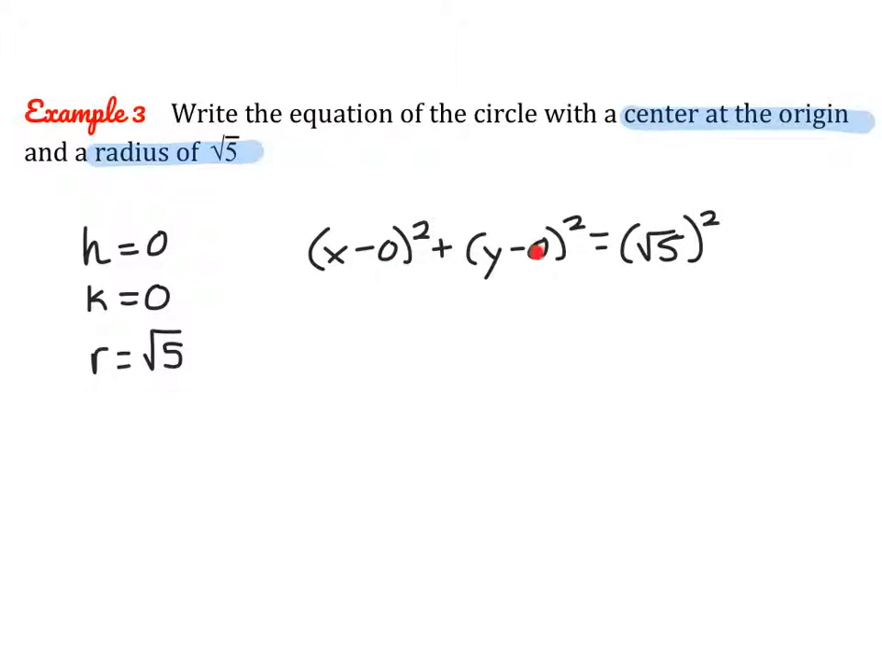So I substituted h, k, and r into our equation. X minus 0 is just x. So this just becomes x squared plus y squared. Now remember, when you have a square root and you square it, these two symbols actually cancel each other out, and we end up with just 5. So that's the equation of the circle.